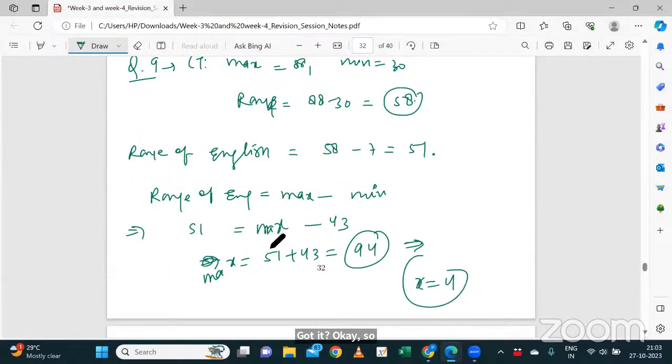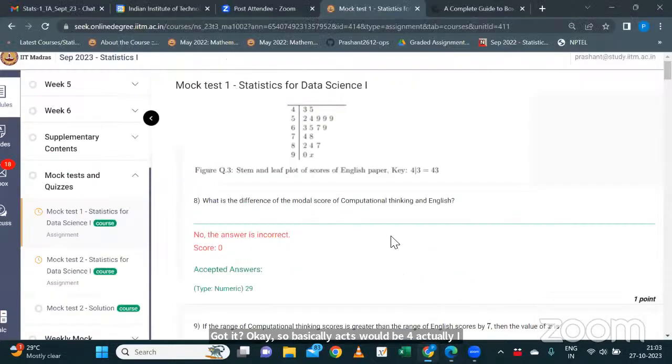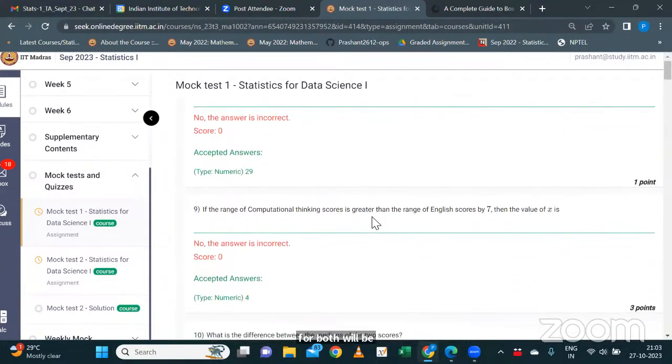Actually, I wrote X as the maximum value. No, actually, 94 will be the maximum value. So that was a mistake from us. Now it's clear. Yes, sir.